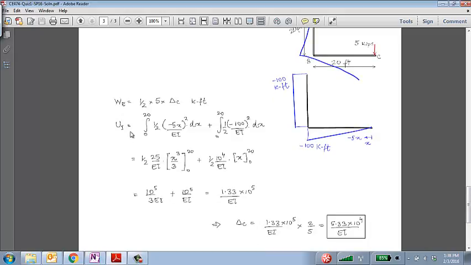External work done, internal energy stored. You just sum up the internal energy in both the legs and end up with that expression. Any questions on this?